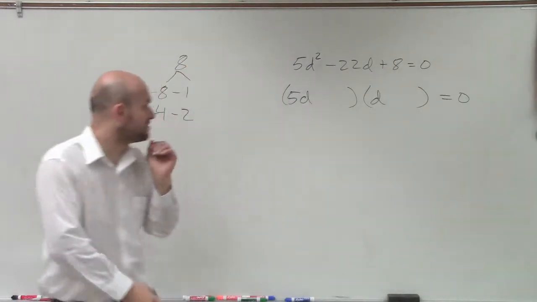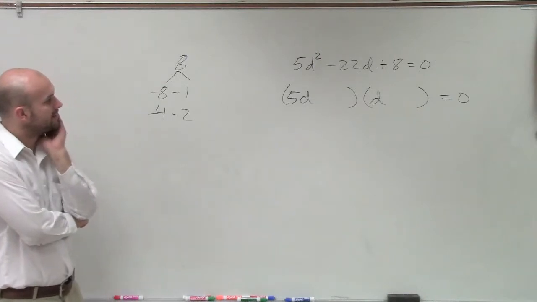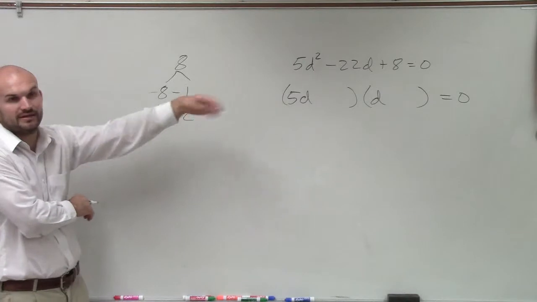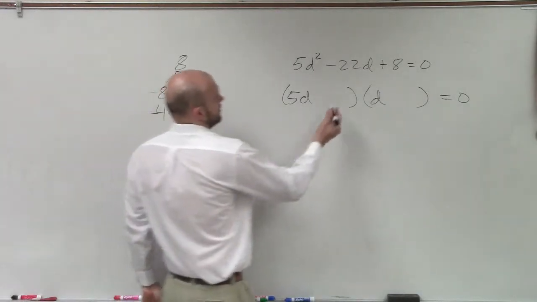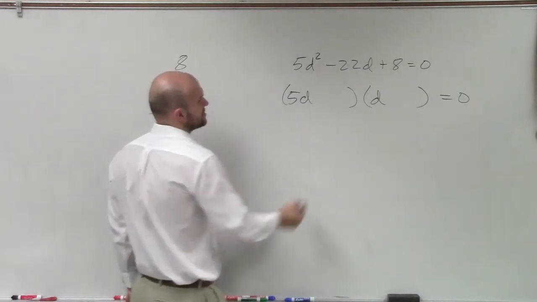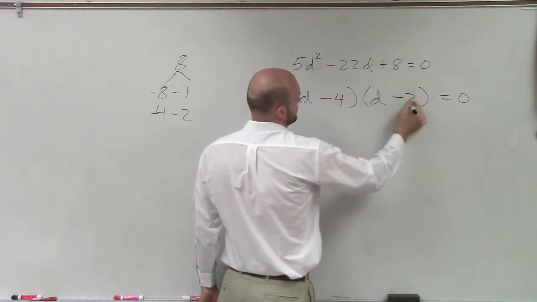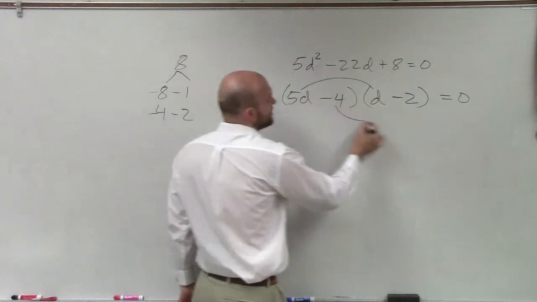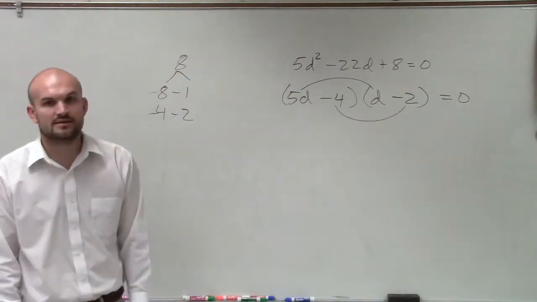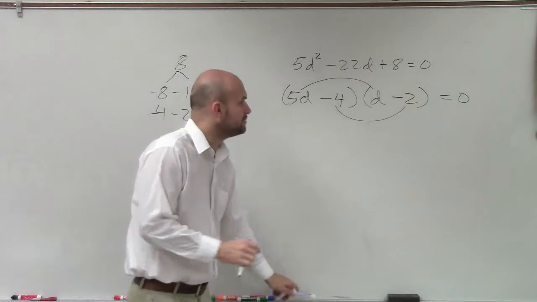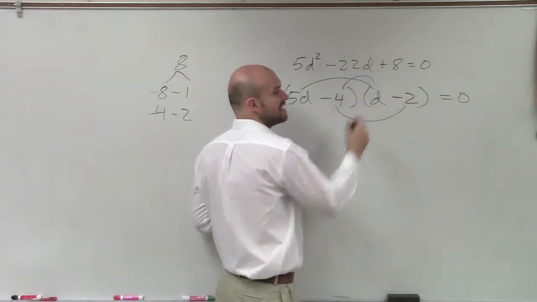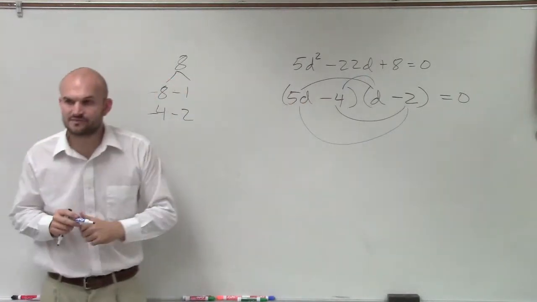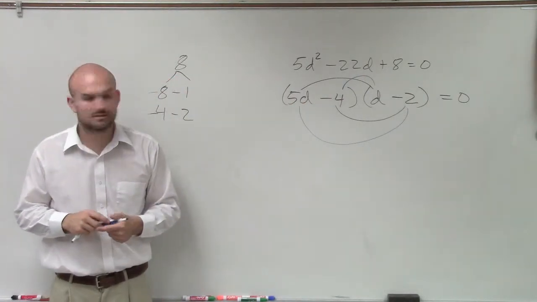So now what we need to do is just determine, all right, what values can I multiply now to give me this? And you guys can just pick and choose, you know, -8, -1. Put them in there, see if they work. Let's actually do the 4 and the 2 first. What about if I did -4, -2? We know 5d times d is 5d squared. We know -4 times -2 is positive 8. But what we're going to be most concerned with is, does this times this plus this times this give me -22d?